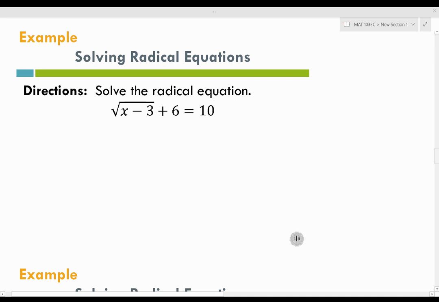All right, you guys, let's continue this section on solving radical equations. Let's look at this example. So we have the square root of x minus 3 plus 6 equals 10. The first thing we're going to do is write the problem. Step one is always to isolate the radical, which means to get it by itself. So we're going to subtract the 6 from both sides.